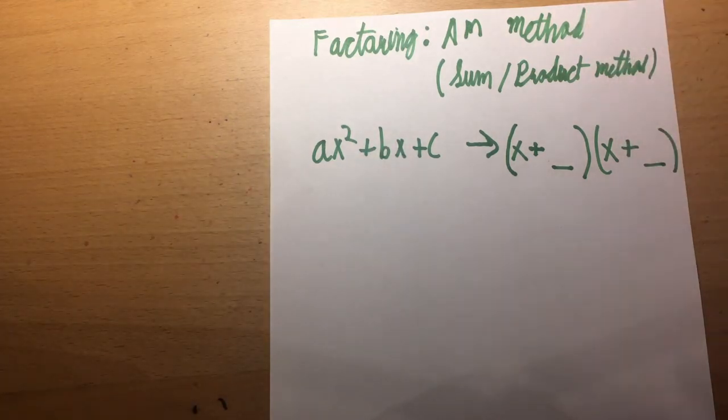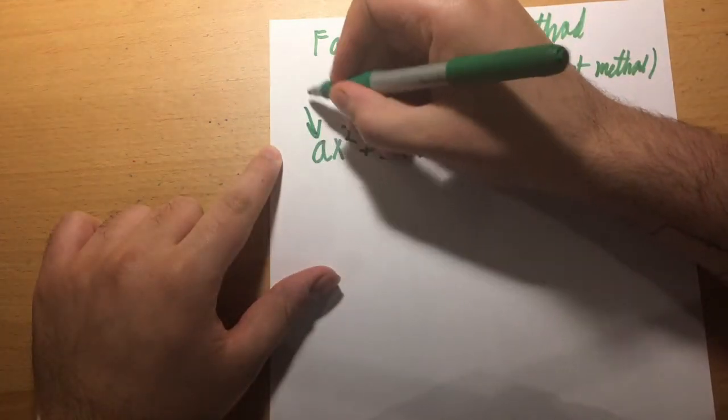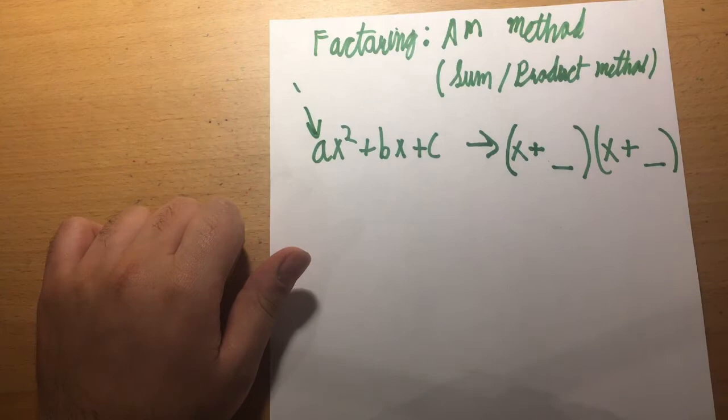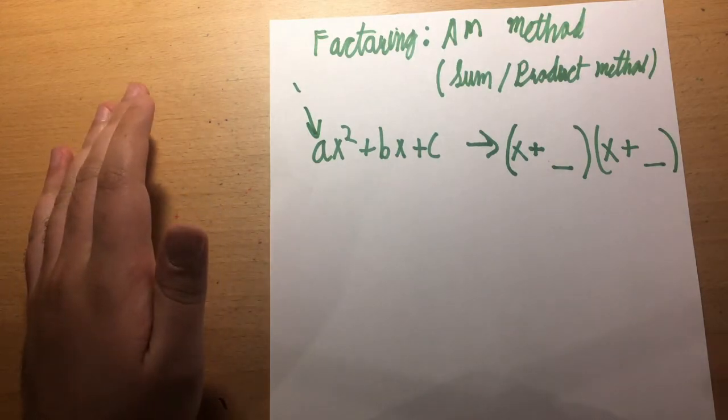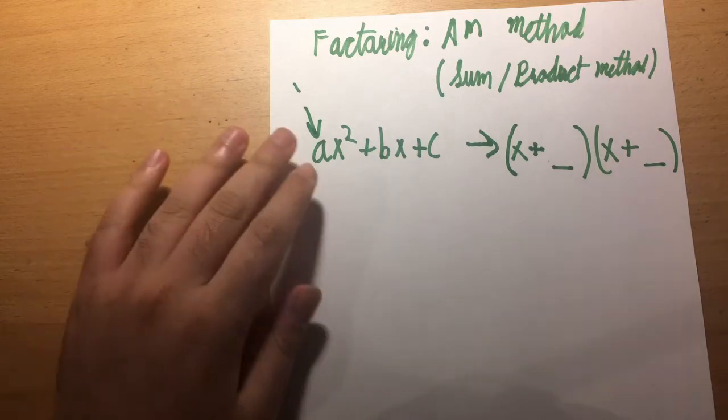Be very familiar with that form, because you can only attempt the AM method of factoring if a specific condition holds. This a term needs to be 1 and can't be anything else. Otherwise, the sum product method just won't work. All right, so here's an example.